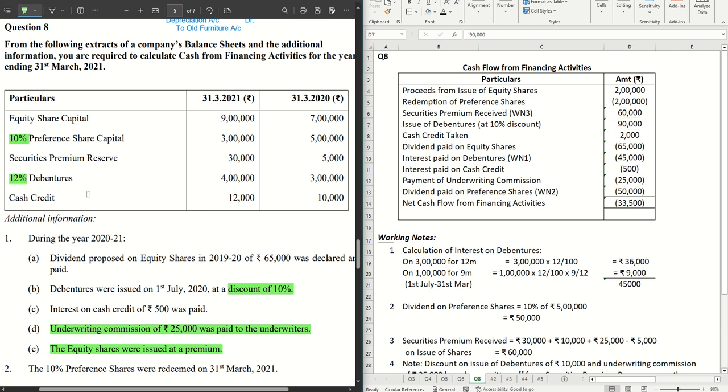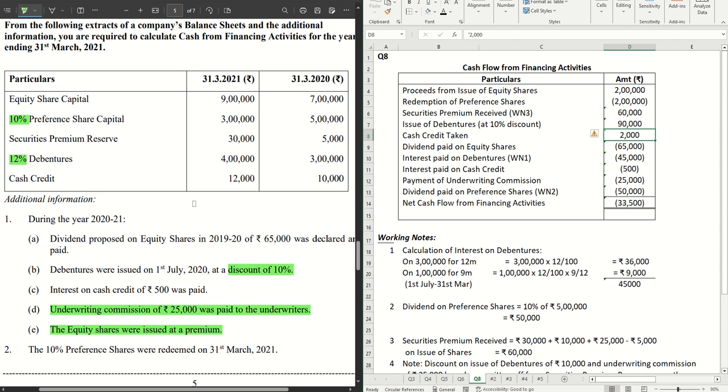We'll come to this again, interest, a little later. Next item that we have is cash credit, and we see there's an increase here. That means company has taken 2,000 worth of additional cash credit, so that goes in here as well as a positive inflow. Cash credit taken 2,000. Okay, now let's pick up one by one the items that we have.